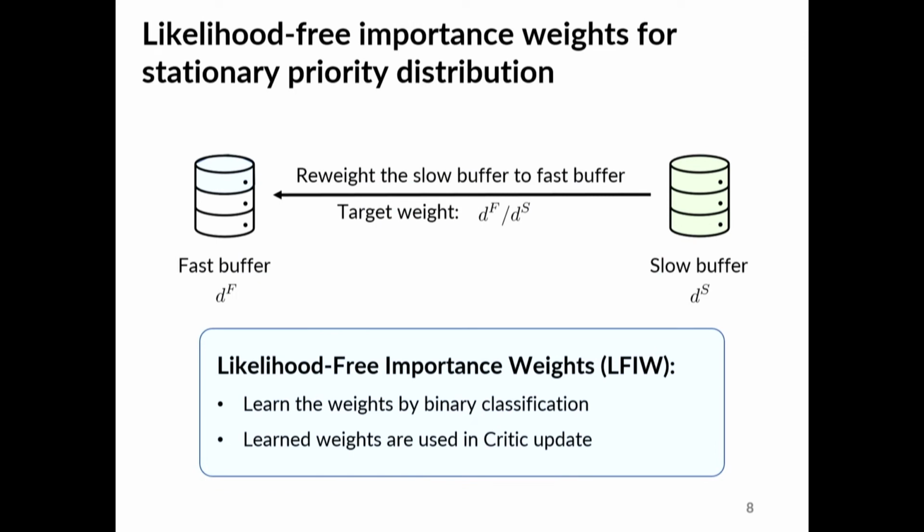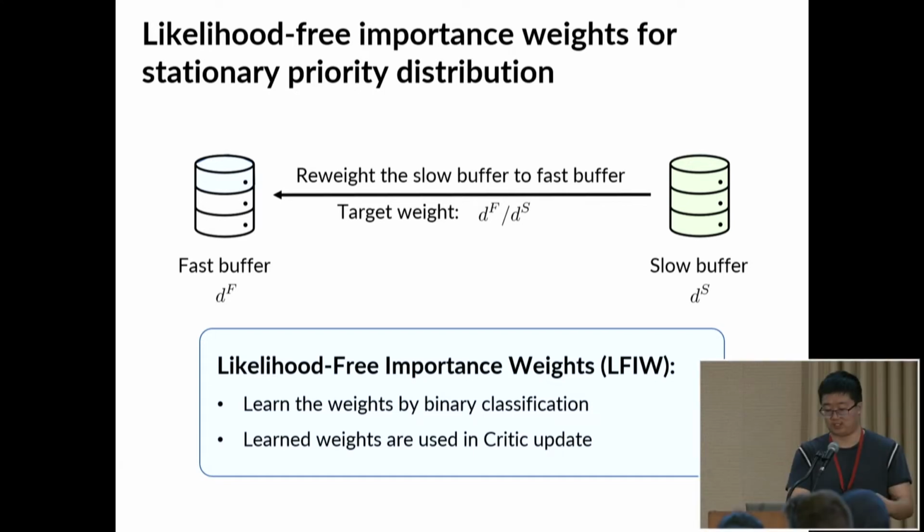So here is our goal. Let's suppose that the first case constitutes the fast replay buffer, which is smaller, and the green one, all the experiences, constitutes the slow replay buffer, which is larger. We try to reweight the slow buffer into the target fast buffer. So the target weight would be the density of the fast buffer divided by the density of the slow buffer. Although we never get the densities for all the state action pairs explicitly, we can learn these weights by binary classification, and these learned weights can be used in the critic update.